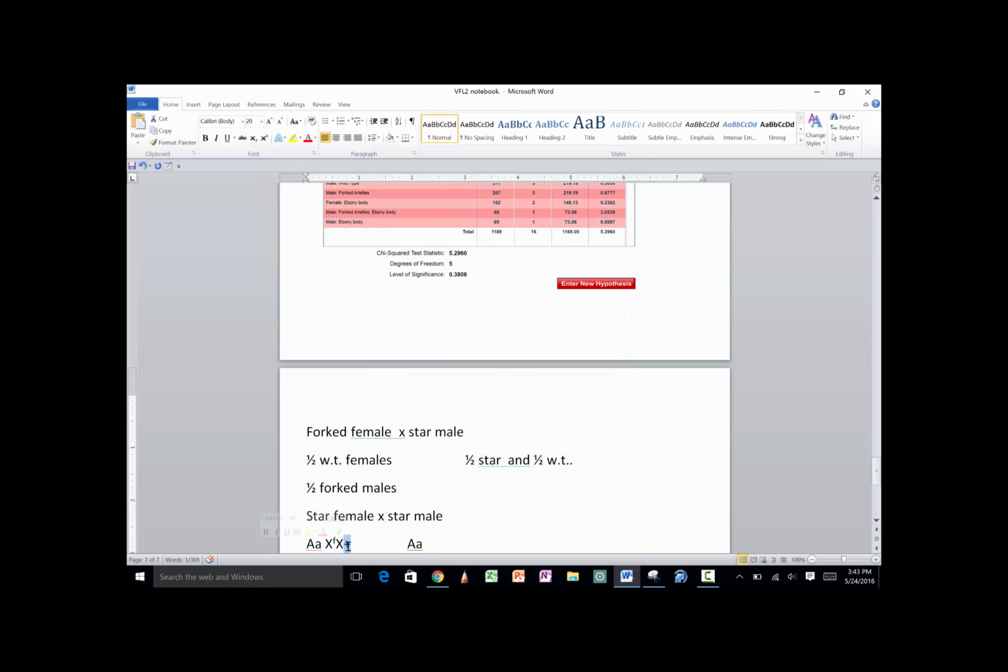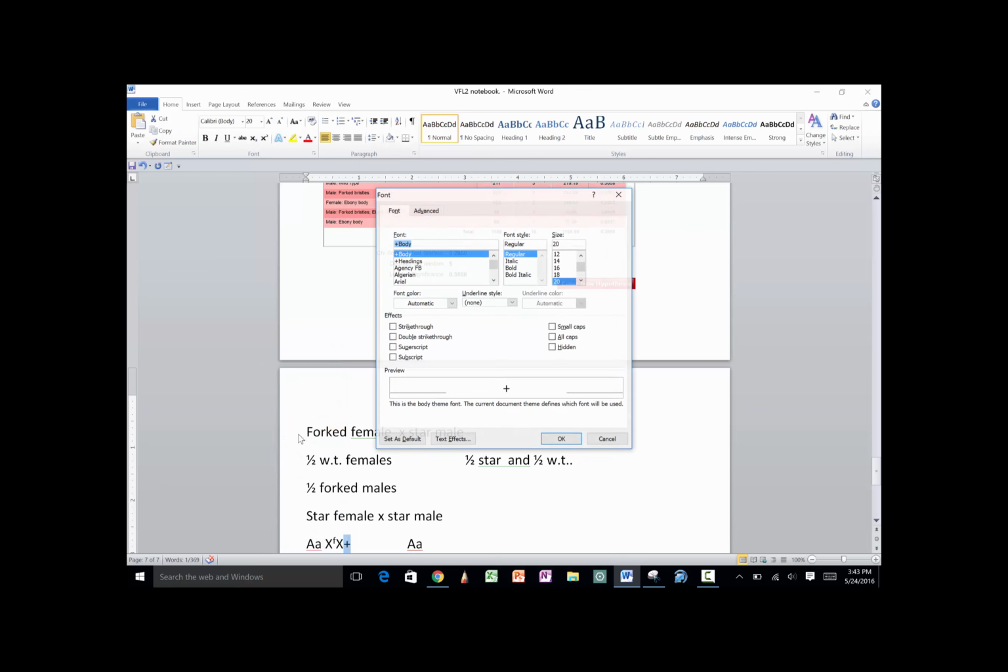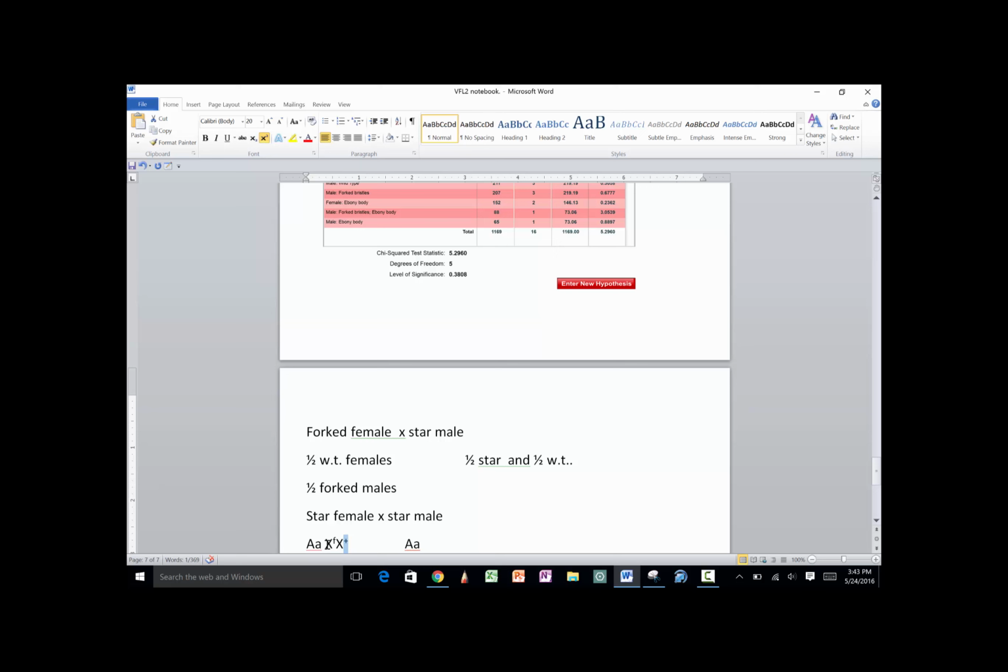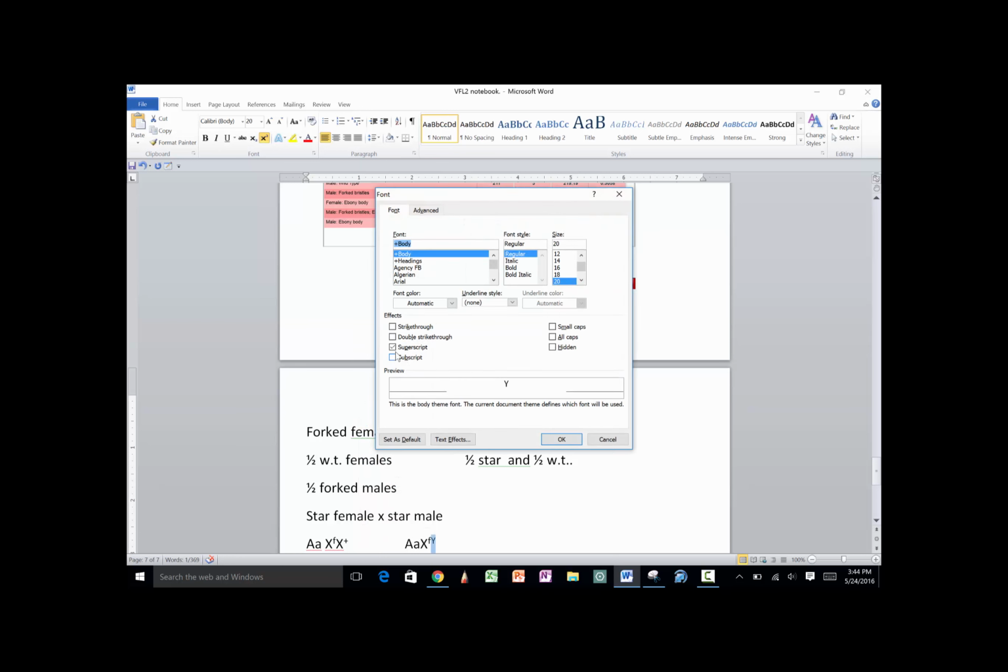Next time I'm bringing my pen. I don't know what happened to it. And the male, what's the male? The male is forked, and he's got a Y. Why does he have a Y? Because he's a male. Or maybe why is he a male? Because he has a Y. But sex determination is a little bit weird in flies. All right, so that's craziness.